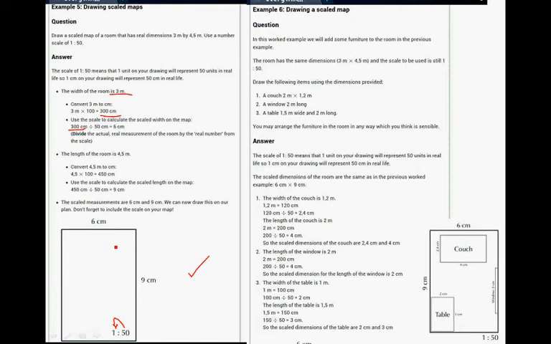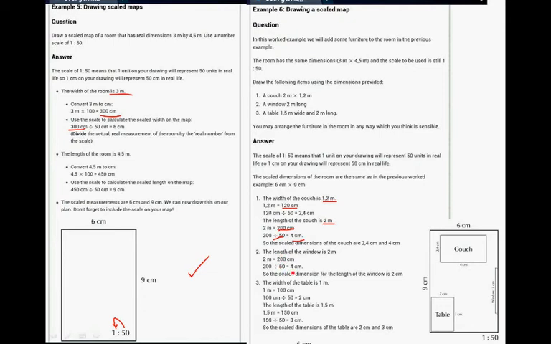Now I want to add some furniture. So I have this room I just drew, 6 by 9, and the width of the couch is 1.2 meters times 100 is 120 centimeters. Divide by 50 using the scale, so it's 2.4 centimeters. So this couch should be 2.4 wide, and along the couch is 2 meters. So you take the 2 meters given to you, convert it to centimeters, divide by 50, and we get 4 centimeters. So it should be 2.4 by 4 centimeters.